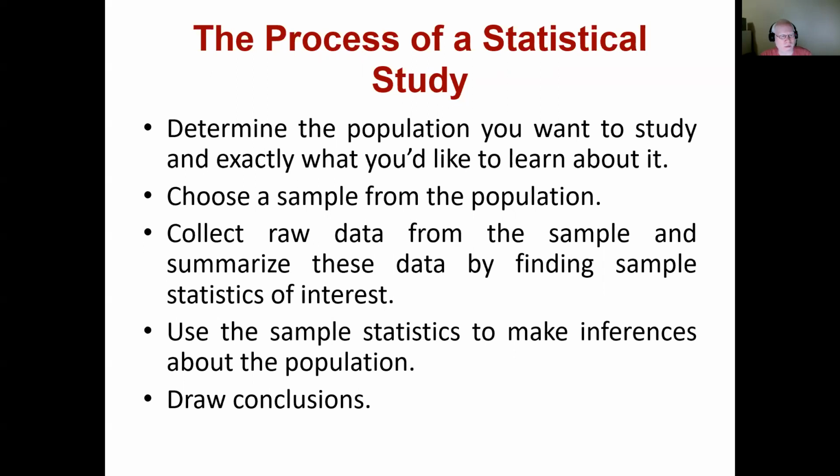Then once we've got our population, choose a sample from the population. We're going to learn a little bit about sampling next time. Then collect raw data from the sample and summarize these data by finding sample statistics of interest. We'll learn more about sample statistics later on in this course in the coming weeks. Use the sample statistics to make inferences about the population. We're not going to see too much about how to do that in this course, but that's something that will be coming. And then once we've made our inferences, we'll be able to draw conclusions.